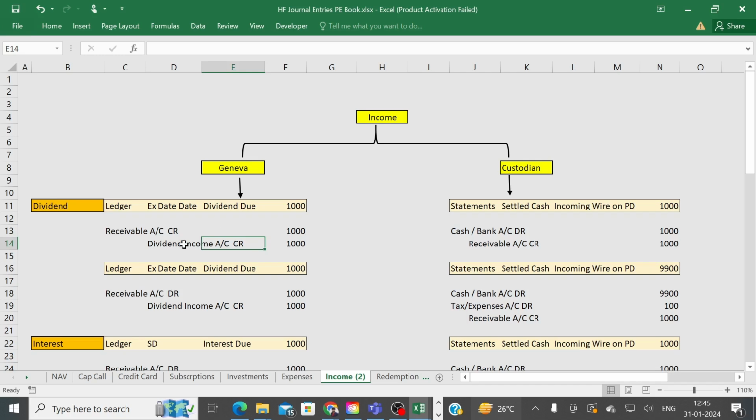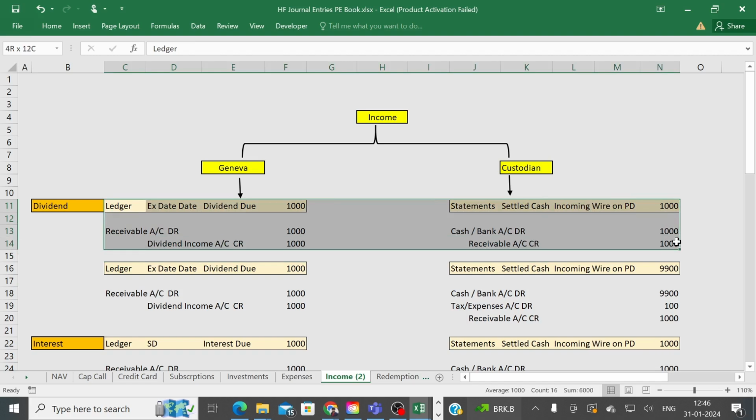So record them. When you have a dividend due, your accounting entry would be dividend receivable account debit to dividend income account credit. So note down this accounting entry. And when that dividend is actually received in your bank account or custodian account, you reverse that receivable. So your accounting entry would be cash and bank account debit to receivable account credit. All right, so this is how we record the dividends in the books of account.